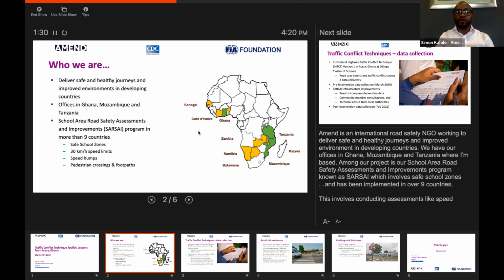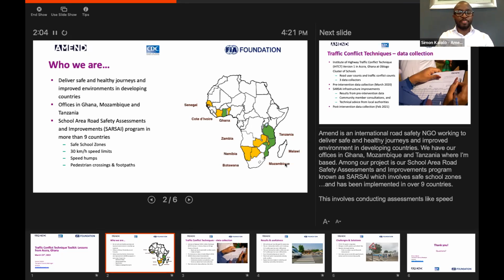So safe school zones, these are part of the interventions that AMEND's road safety assessments and improvements program, known as SALSAI, was implemented. And this has been actually implemented in more than 9 African countries, with key interventions including safe school zones, 30 km/h speed limits, improvement of speed humps, pedestrian crossings, and footpaths being the interventions that are put in place to improve safety around these areas.